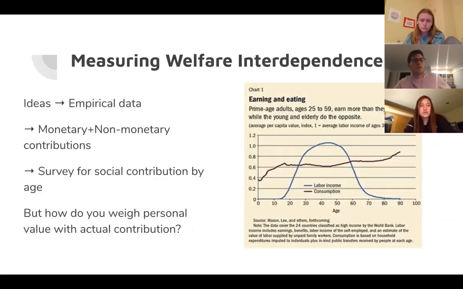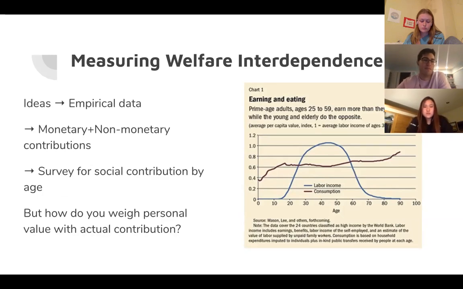Next, we would want to measure welfare interdependence. Of course, we could gather economic data about average salary, hours worked, and unemployment rates to gain some insight into this question. However, this of course does not capture the entire picture. We would also likely want to survey family members about the joy derived and costs imposed by each other at various ages. And finally, we would have to determine some way of weighing the monetary and non-monetary costs and benefits against each other.